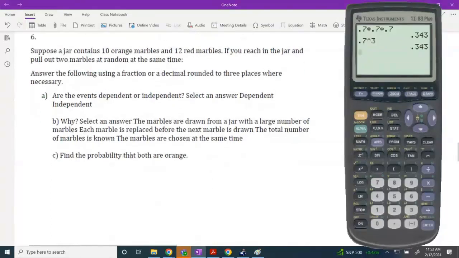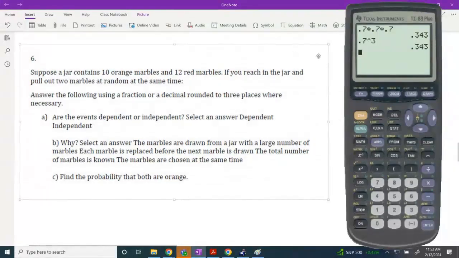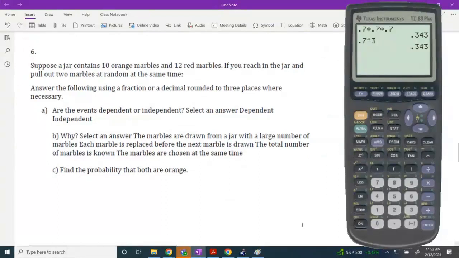And number 6 says, I want to move that down a little bit. A jar contains 10 orange marbles, 12 red marbles. If you reach in the jar and pull out 2 marbles at random at a time, so that means you got them in a jar, you're shaking them up, and you're pulling out 2 together at the same time. So you're not pulling one and then pulling another one. Okay, you pull 2 out at the same time. All right. Answer the following questions. Are these events dependent or independent?